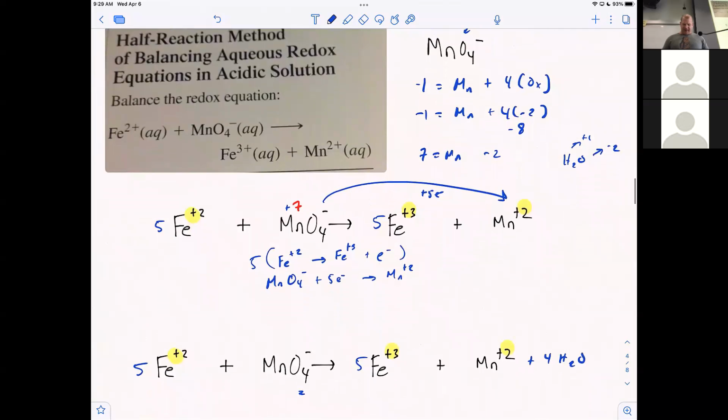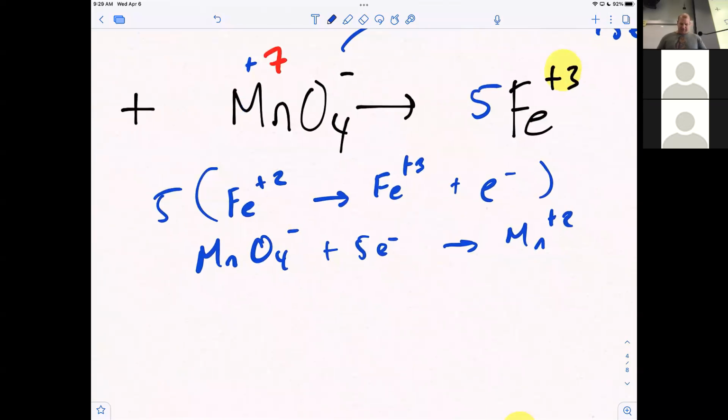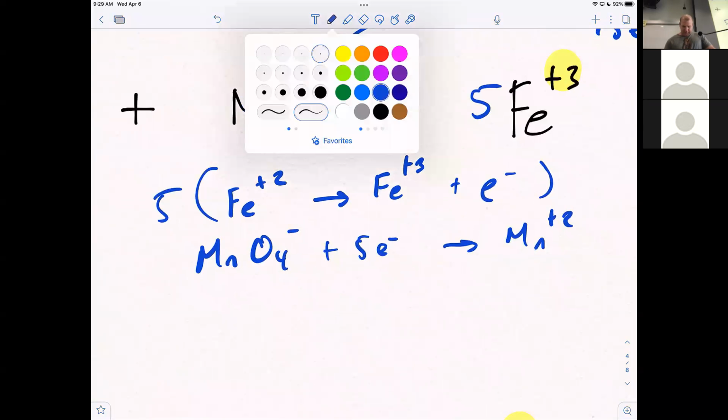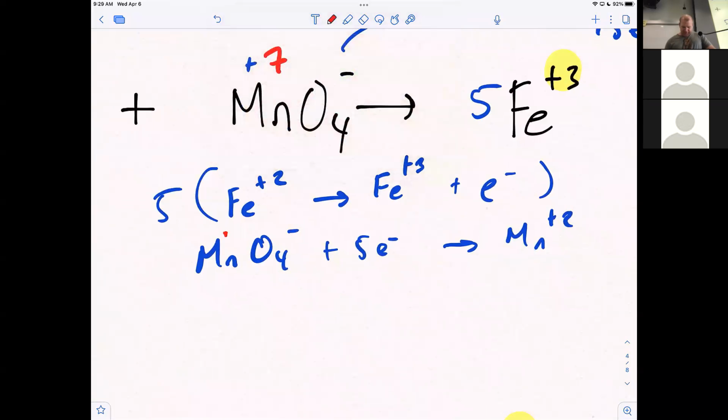And if you're looking at the half reaction, you only balance the electrons. You have +7 there for manganese, and to go from +7 to +2, you need 5 electrons. And iron, likewise, to go from +2 to +3, an electron is generated. In the half reaction, you're only balancing the electrons. You're not balancing the oxygens.